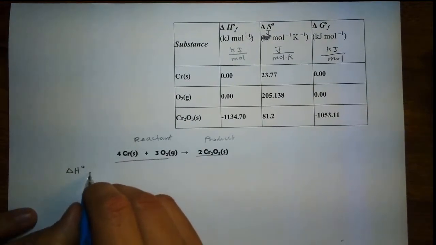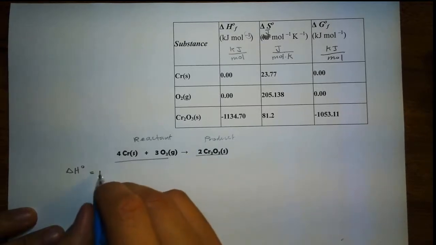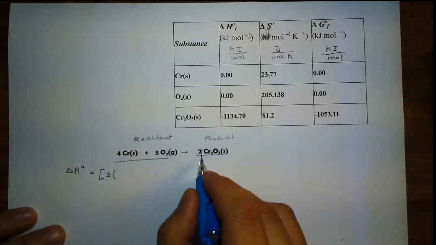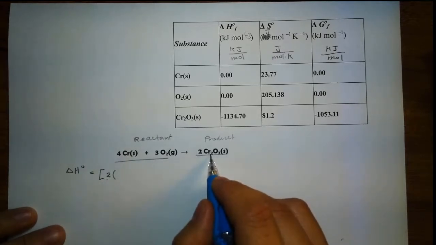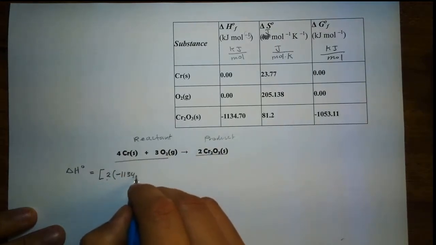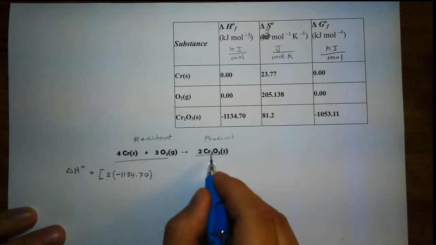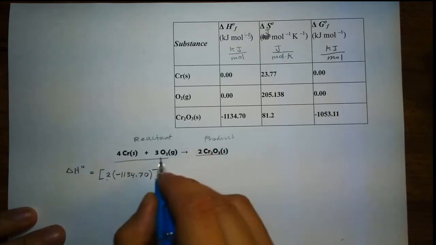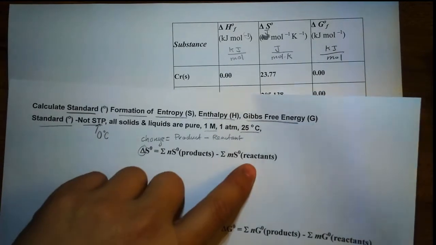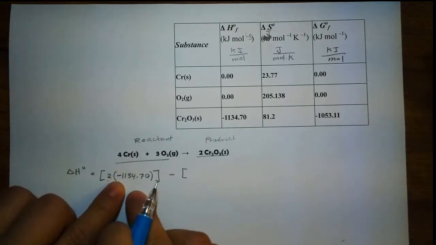So for delta H, let's look at the product. We have 2 moles of this compound here. So I can say that I have 2 moles of that compound. What is the value for delta H of formation? Which is negative 1134.70. There you go. And now, that's all I have for the product. And that product is going to subtract the reactant, just like we have here, product minus reactant. So I put the reactants within parentheses, okay?